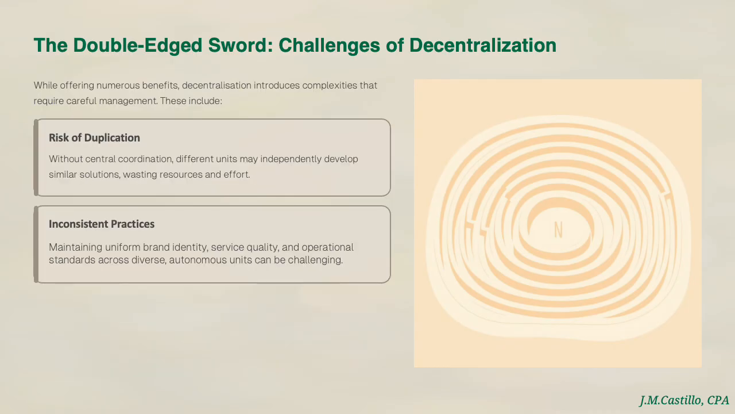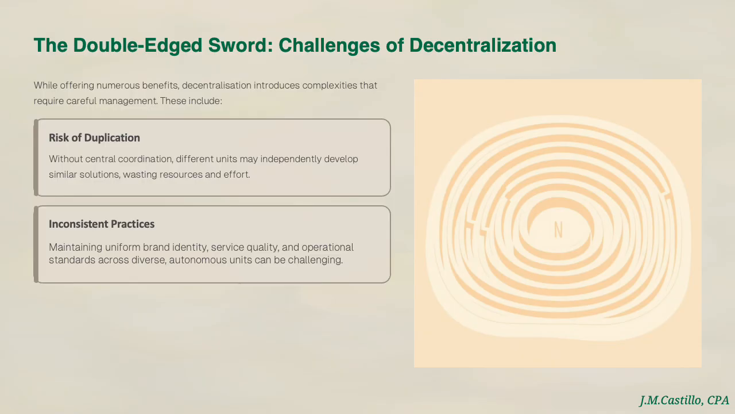And next in line is the risk of duplication. The idea here is that without central coordination, different units may independently develop similar solutions. So, nagkaroon ng waste ng resources and of course effort kasi pare-pareho naman pala kayo ng isip ng solution. Kung ba't hiwa-hiwalay nga, the possibility is there is a risk of duplication.